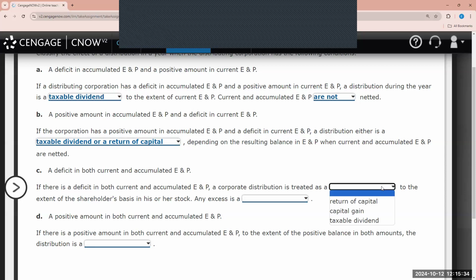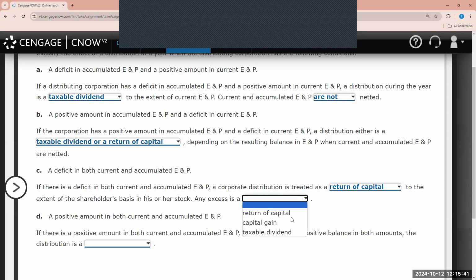So therefore, it's treated as a return of capital to the extent of the shareholder's basis in his or her stock, and any excess is treated as a capital gain. Next, we have if there's a positive amount in both current and accumulated E&P. In such case, current E&P is applied to the first distribution on a pro rata basis. Then accumulated E&P is applied, if necessary, in chronological order, beginning with the earliest distribution.